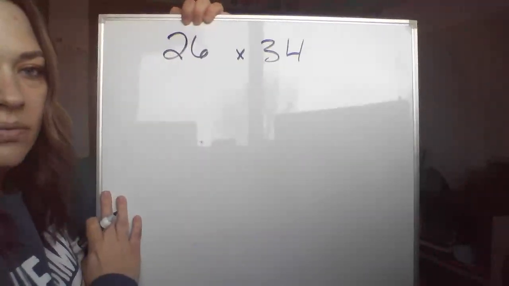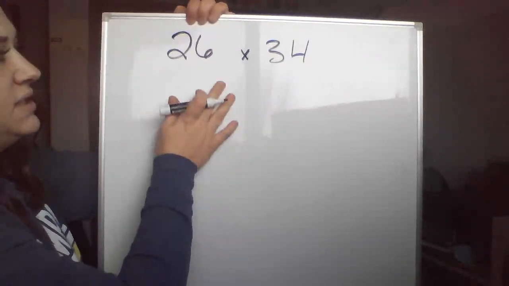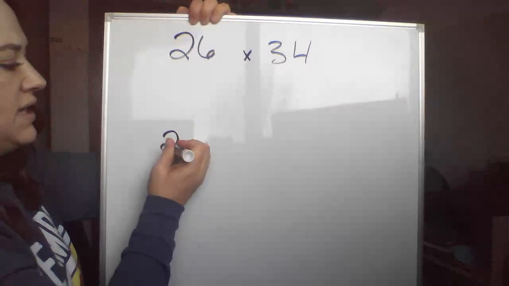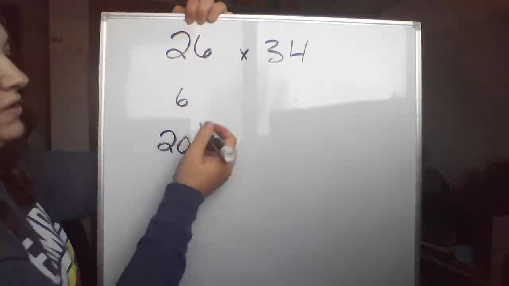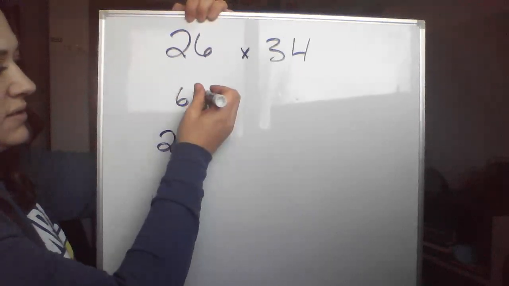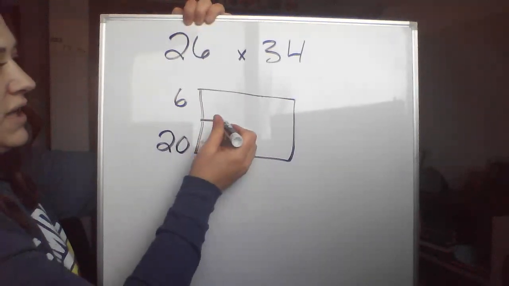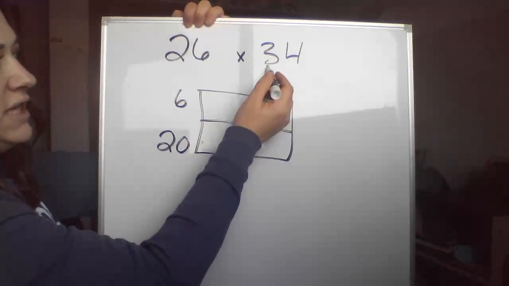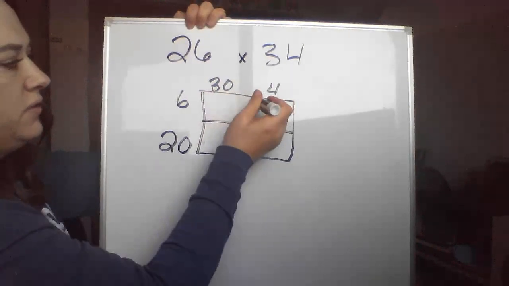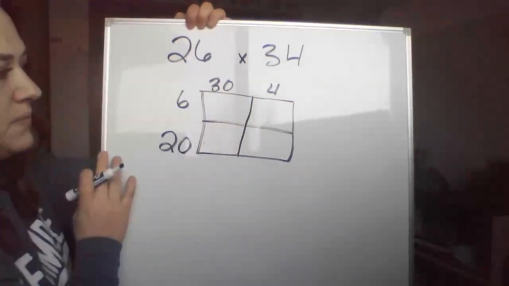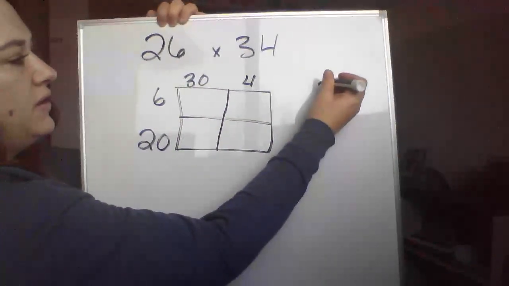All right, so here's our next problem. We're going to take 26 multiplied by 34. So I'm going to set my area model up. I'm going to have 26. So I have 2 10s, 6 1s. 2 10s, 6 1s. Draw my line. And then I have 30 and 4. 34. Draw my line. And then I'm going to set up my standard algorithm.